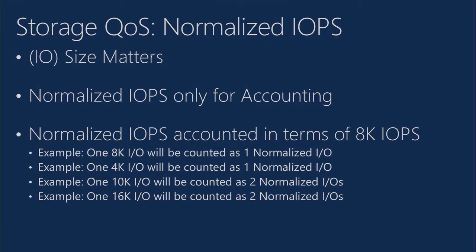Remember, this is only for accounting. If the incoming I/O is greater than 8K, we do not split it. The I/O is not really split. We just count it as more. So in this particular example, a real physical 8K I/O will be counted as one normalized I/O. A 4K, anything less than 8K, will also be counted as one normalized I/O. Anything greater than 8K will be counted as a multiple of 8Ks. So if a 10K I/O came in, the 10K I/O will go through, but we'll count it as two normalized I/Os. If it were 16K, we would still count it as two.